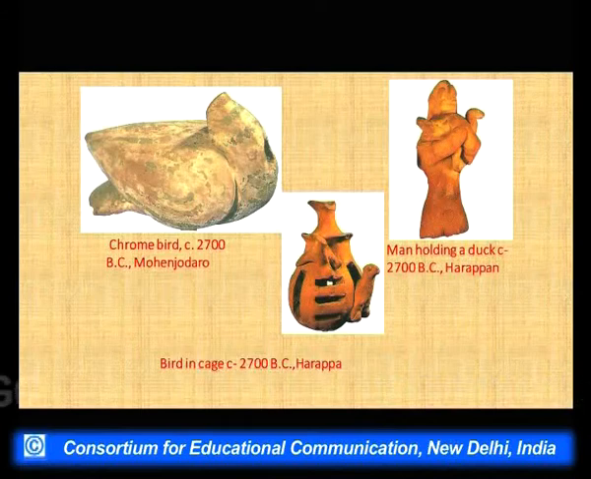Other kinds of elements can also be seen in the art of terracotta during the Harappan period. This is a chrome colored bird with paint on it from Mohenjo-Daro. Then you have a man holding a duck from Harappa and a bird in a cage. So they were also keeping birds either for dietary reasons or just as pets.